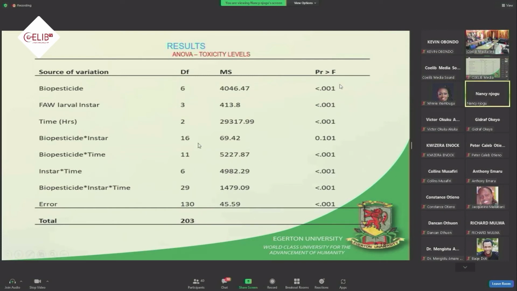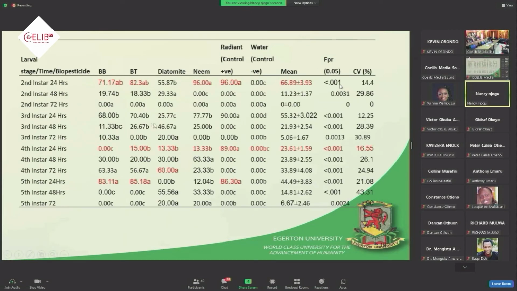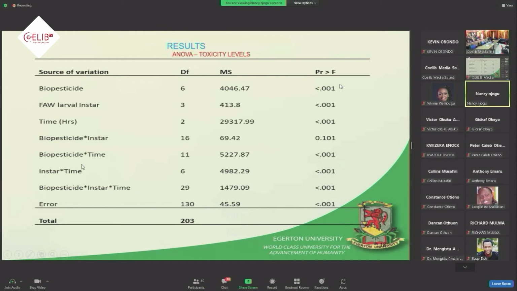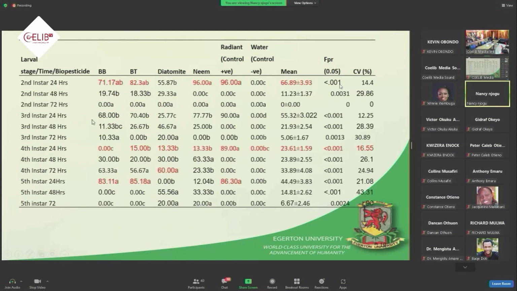So the results indicated that there was no significant interaction between biopesticide and larval instar, but there was significant interaction between biopesticide and time, instar and time, and biopesticide, instar and time. When it comes to toxicity, the second instar larvae were easily controlled, as you can see in these figures up here, and the third instar larvae were also easily controlled within 24 hours.